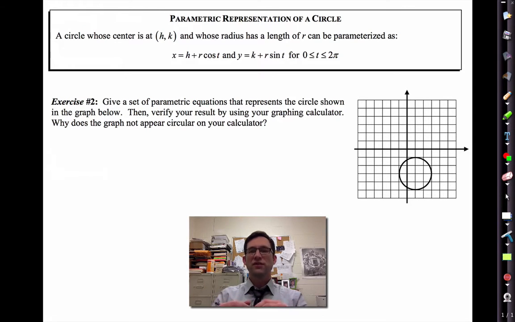The parametric representation of a circle. So this is exactly what I was just getting at, right? If we look at the equation of a circle whose center is at (h, k), and with a radius of r, we can always say that the x-coordinate is the x-coordinate of the center plus r cosine theta, and the y-coordinate is the y-coordinate of the center plus r sine theta. Very, very simple. So take a look at exercise 2. It says, give a set of parametric equations that represents the circle shown in the graph below. Then verify your result by using your graphing calculator. All right, so what I'd like you to do is write down the parametric form of the equations, okay? And then we'll deal with the graphing calculator together.